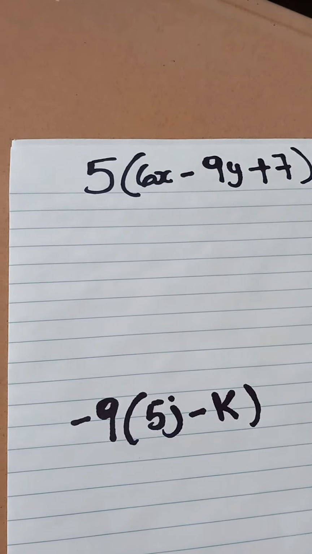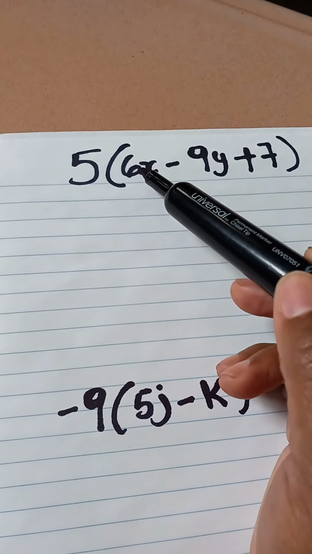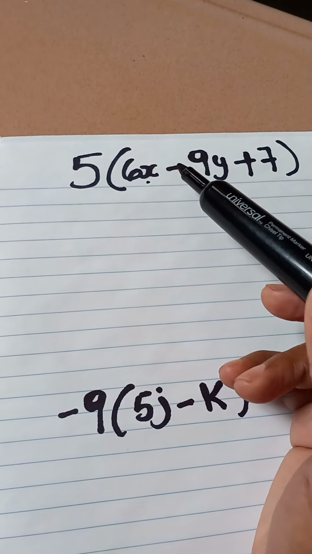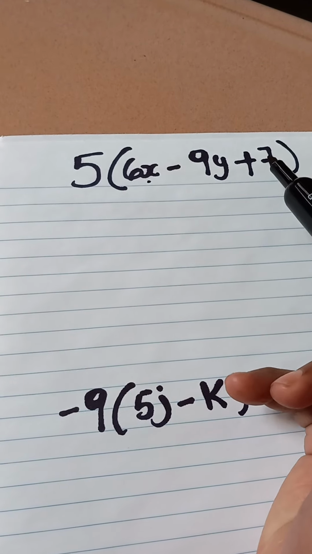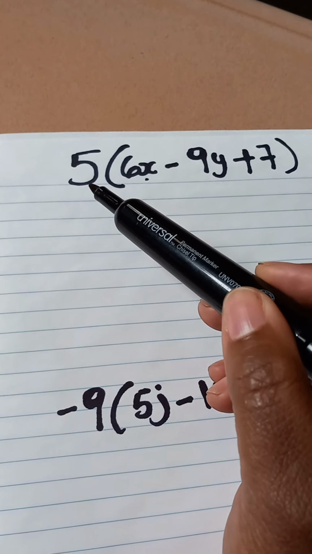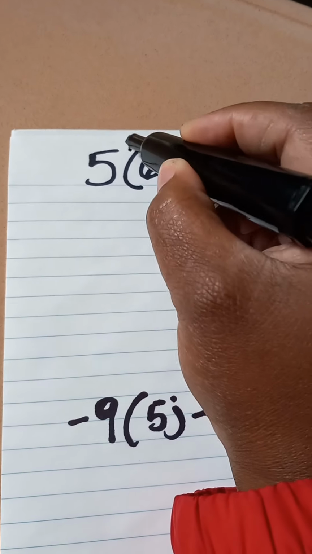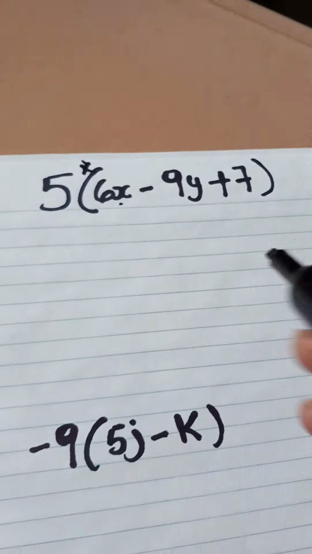First, I'm going to do this the expanded way. We know that when we have the 5, we have to multiply it with the 6x, the 9y, and the 7. So the number outside the parentheses, we have to multiply it with everything inside the parentheses. I'm going to put a little x here for starters.